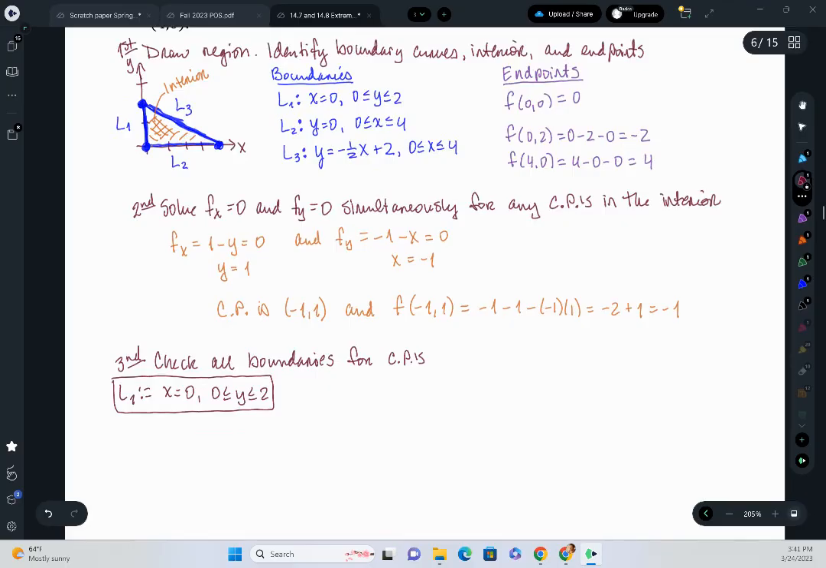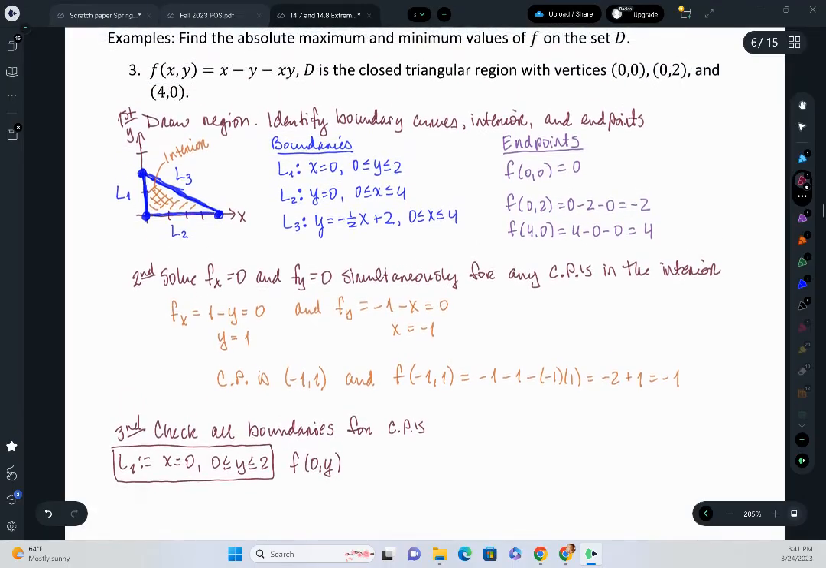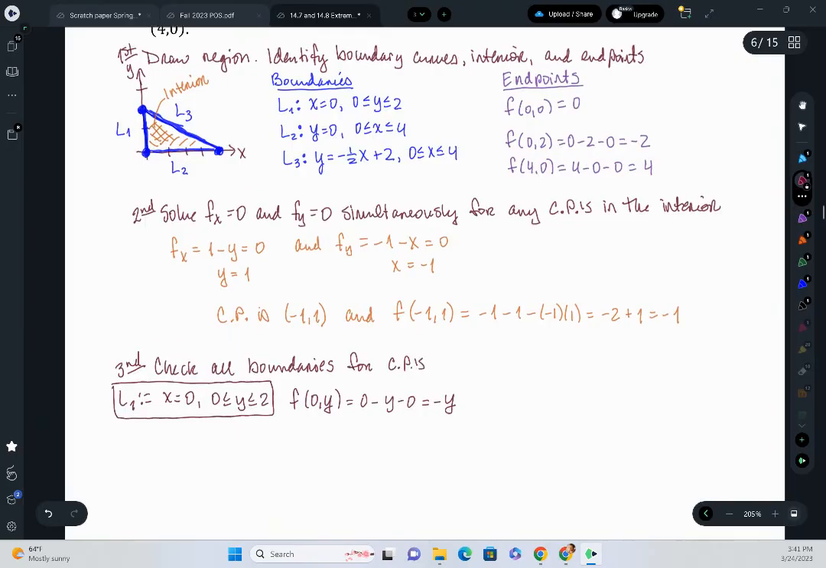Okay. We're fixing x to be 0. We are on the y-axis. So what we have to do now is take our function, f, and evaluate it at (0, y). Everywhere there is an x, we replace it with a 0, and the y's stay there. This is going to give me 0 minus y minus 0, which is -y.